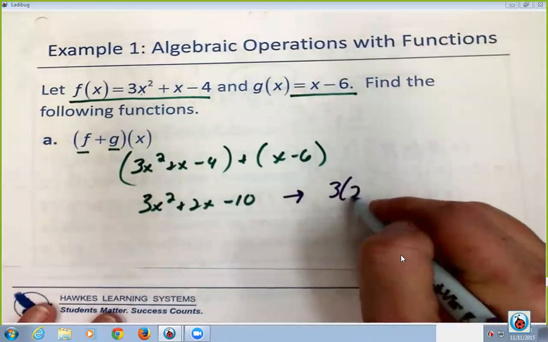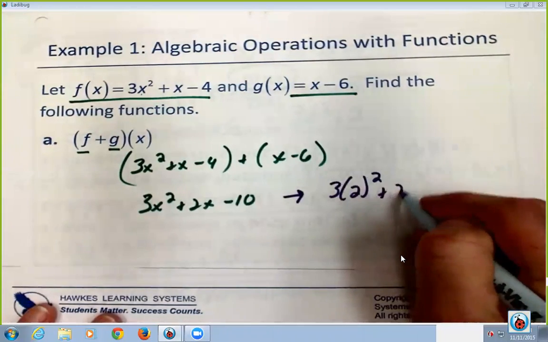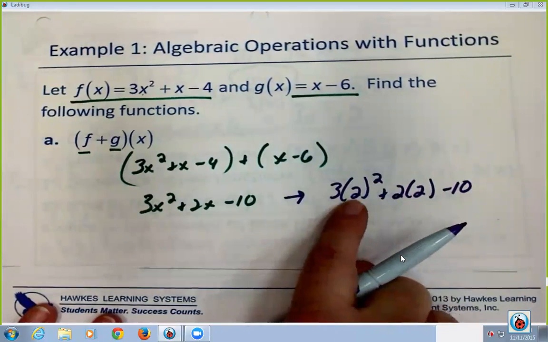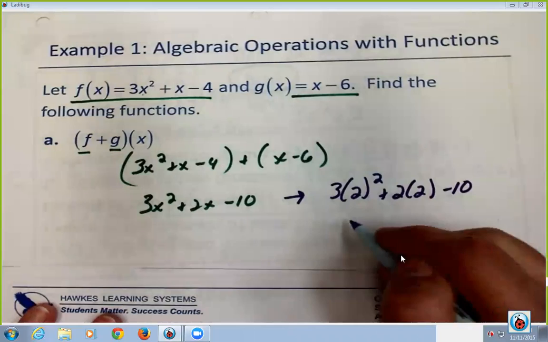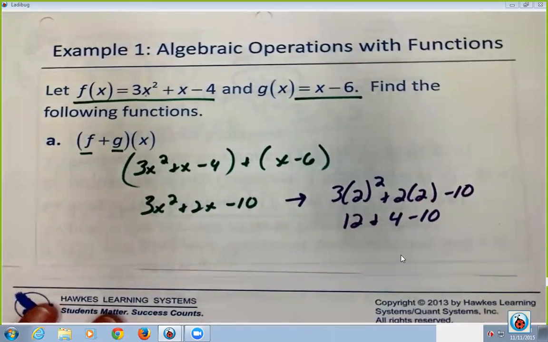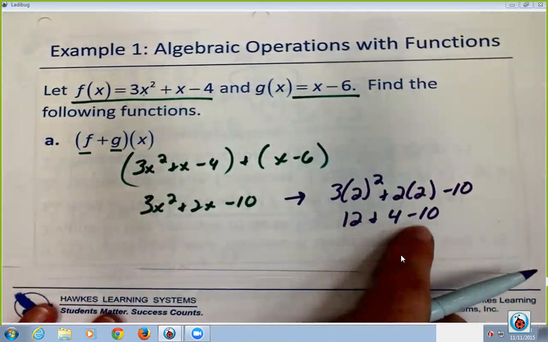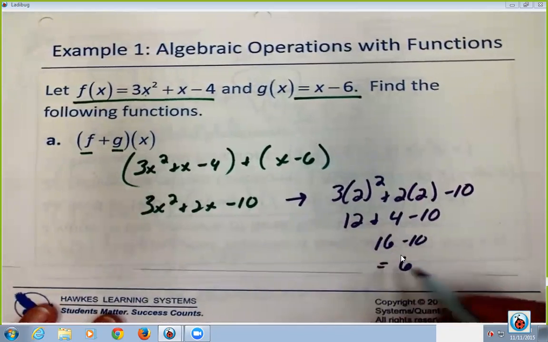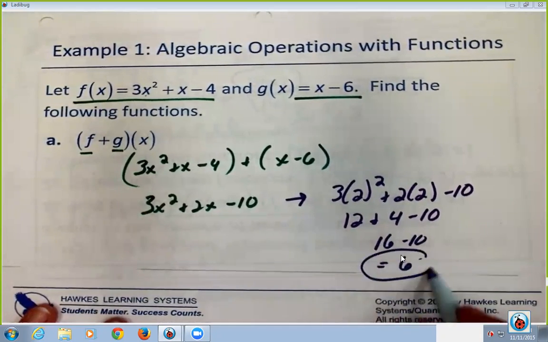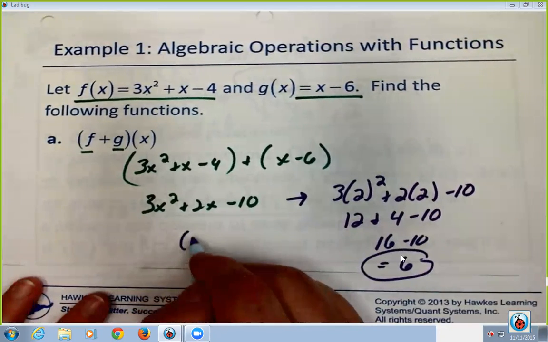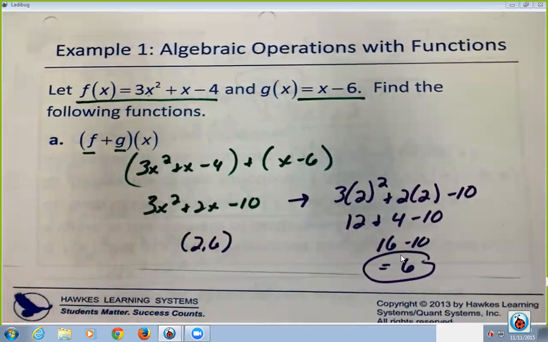So I'm going to have 3 times 2 squared plus 2 times 2 minus 10. 2 squared is 4. 4 times 3 is 12. 2 times 2 is 4. Minus 10. So 12 plus 4 is 16. 16 minus 10. I will find out that my answer is 6. So what I have found is a point, basically, of (2, 6) when I added these two functions together.